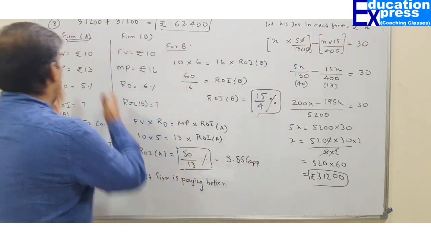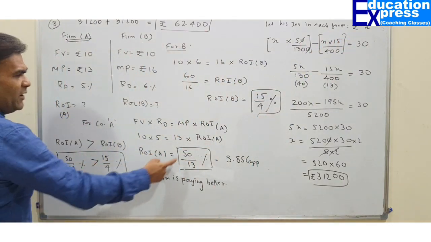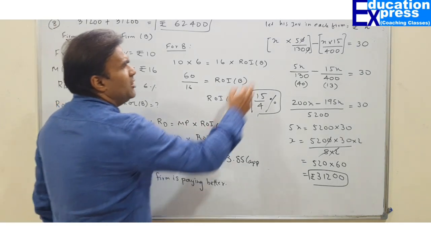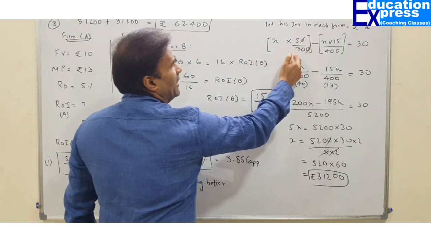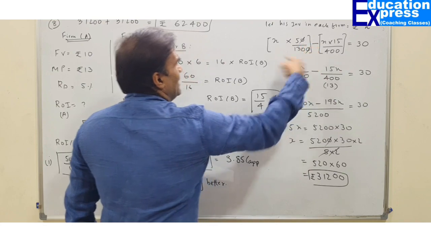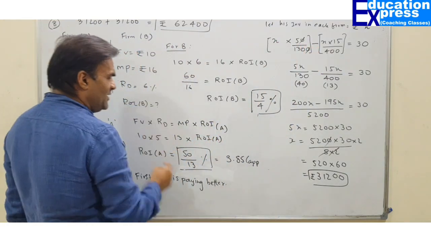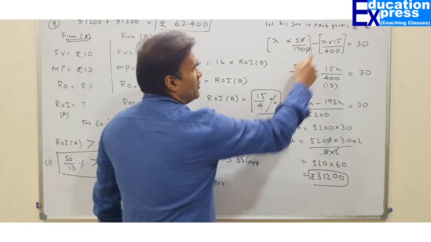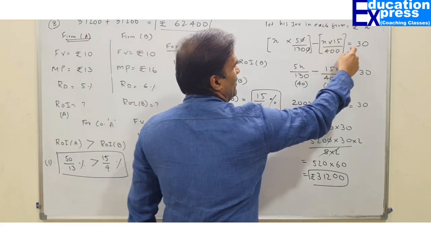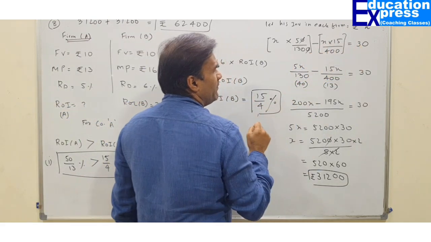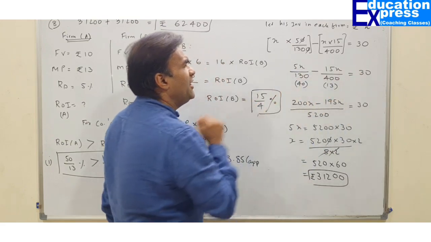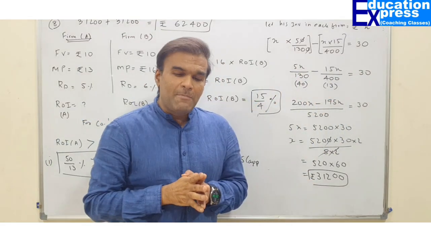Since from the first firm you are getting 50 upon 13%, X into 50 upon 13% minus B firm, I am investing X. What is the return? 15 upon 4. So X into 15 upon 4%. The difference of income is 30 rupees. When you solve this linear equation, you get the value of X.